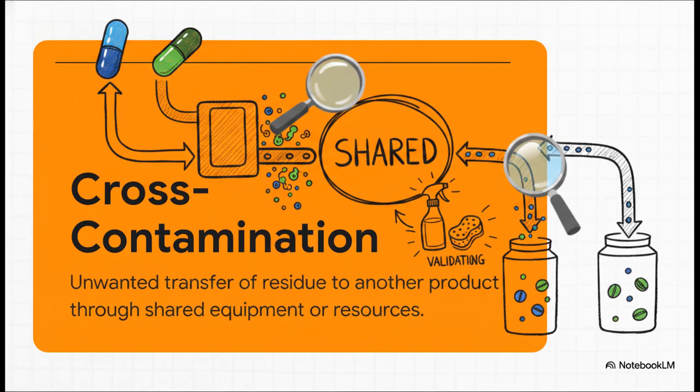But what's really interesting here is the specific nature of cross-contamination. This is the unwanted transfer of one product or process residue to another product or batch through shared equipment or facility resources. Notice the key word there, shared. Cross-contamination is specifically tied to multi-product facilities where we are sharing resources. And because of this, cross-contamination is the primary, specific target of cleaning validation. Simply put, we clean because we share.